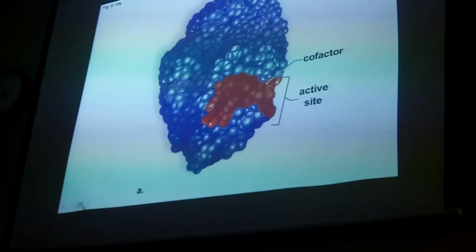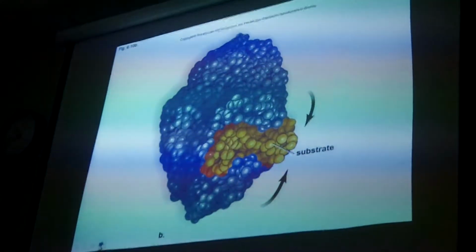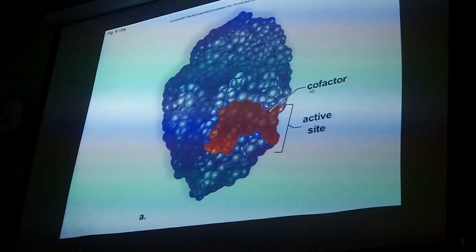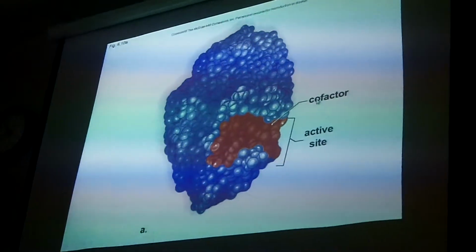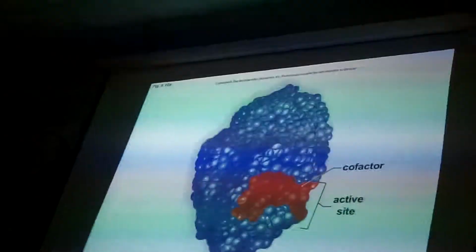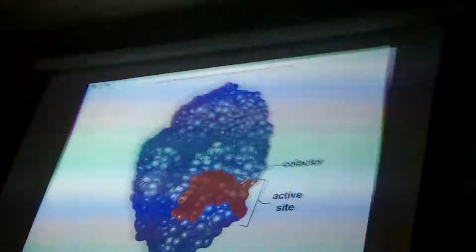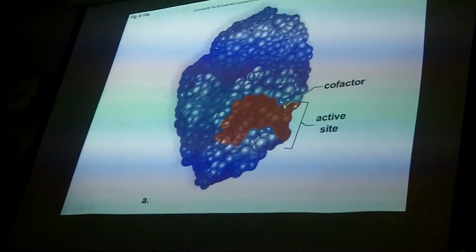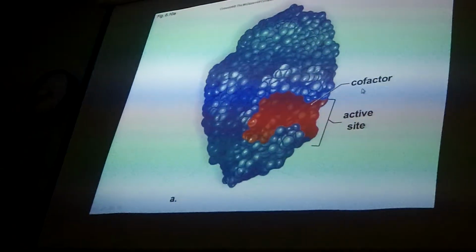Here it shows a protein working. Sometimes proteins require what's called a cofactor. A cofactor is a substance that kind of fits into the active site and makes the enzyme work better. It often makes it the right shape.